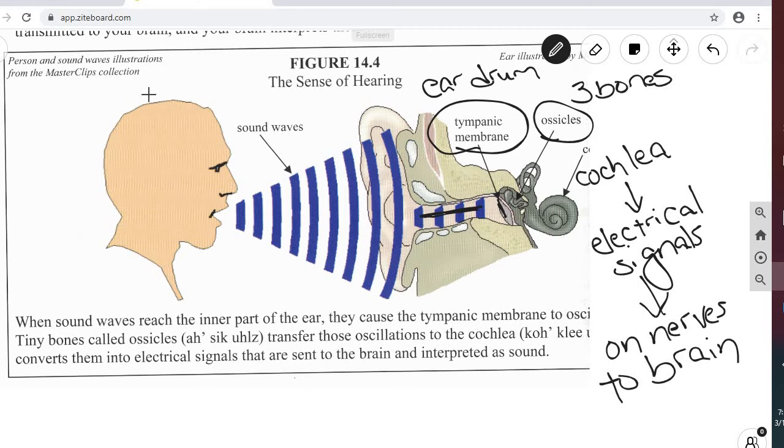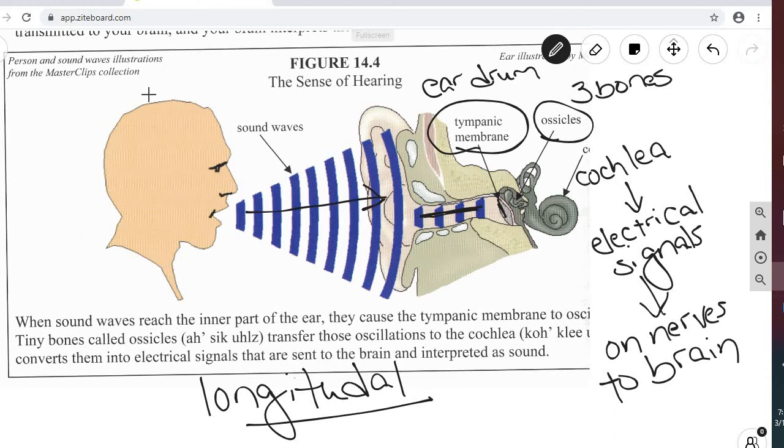And I want you to see here that the sound waves oscillate the air, and at the same time they oscillate in this direction, but they also move in the same direction. So sound is an example of a longitudinal wave. The propagation is parallel to the oscillation for sound waves.